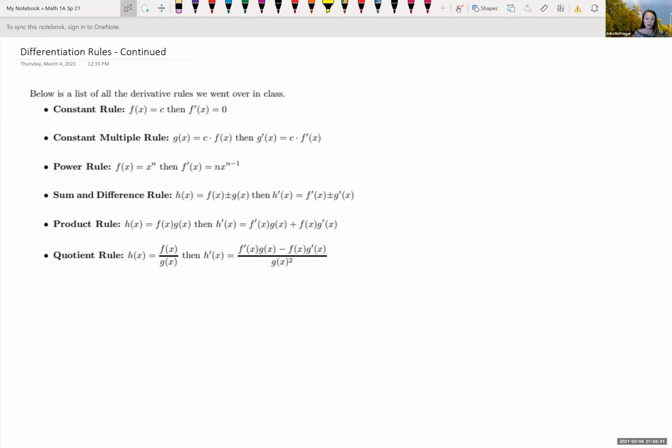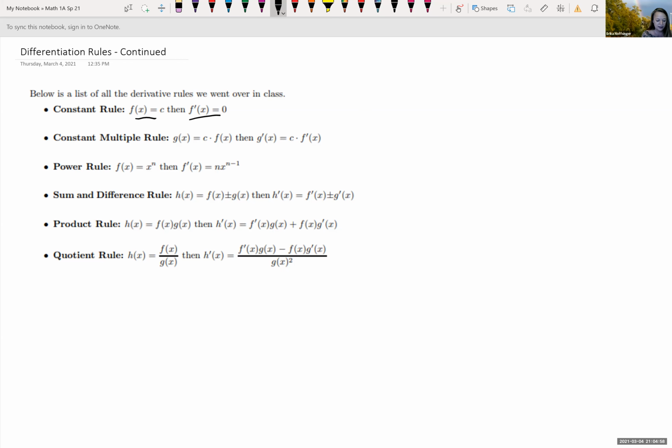We're getting into different techniques of taking the derivative instead of having to use that formal definition. And we've been going through the following rules that you should see on your screen. We've looked at the constant rule. The derivative of a constant is equal to 0.